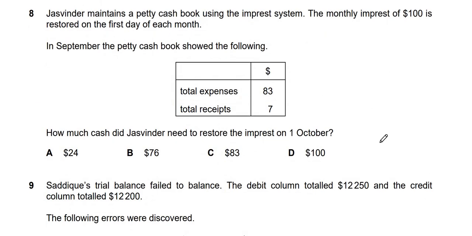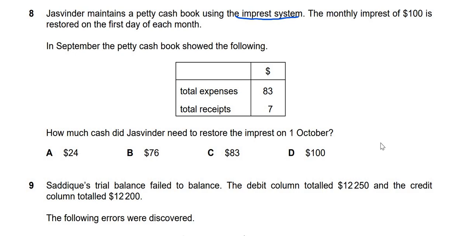Question number 8 says, Jaswinder maintains a petty cash book using the imprest system. The imprest system is when you put in money again and again so that the money is maintained. The monthly imprest of $100 is restored on the first day of each month. In September, the petty cash book showed the following: total expenses and total receipts. How much cash did Jaswinder need to restore the imprest?